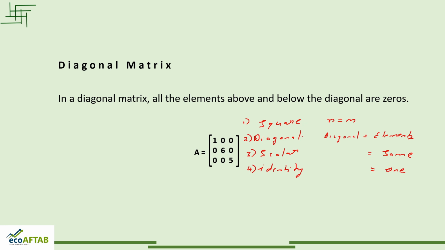So, a diagonal matrix is a square matrix, a scalar matrix is also a square matrix, an identity matrix is also a square matrix. A scalar matrix is also a diagonal matrix, an identity matrix is also a diagonal matrix. It becomes scalar because the numbers are the same. It becomes identity if the diagonal elements are equal to 1.